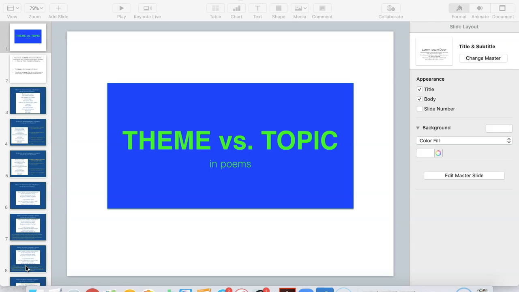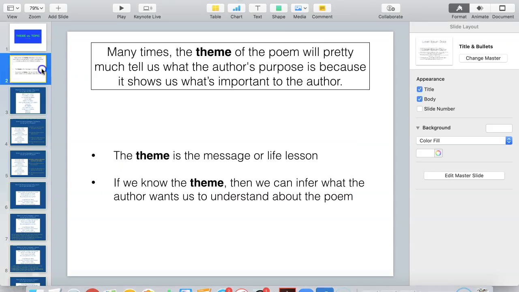And poems are really fun to look at because in these examples, they're short, and we're going to get to move through them very quickly. Okay, so just to kind of review what theme is, okay? The theme is the message or the life lesson. Whether it's a song, whether it's a poem, or a short story, or a movie, or a video, it doesn't matter because the theme is just the overall message about life. If we know the theme, then we can actually really do a good job of inferring what it is that the author wants us to understand.